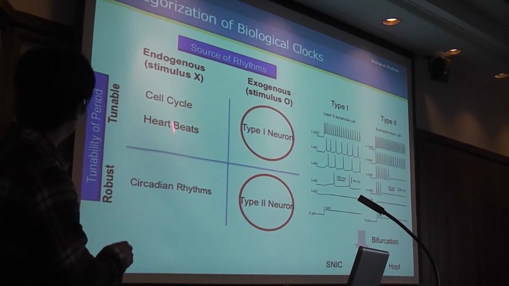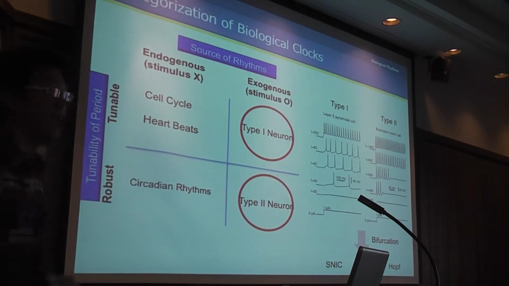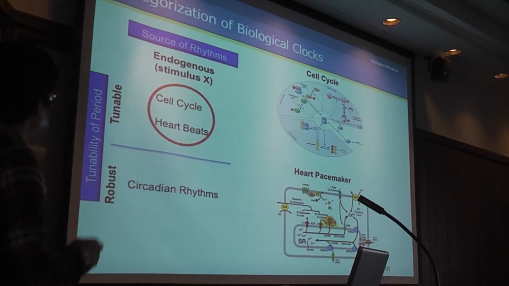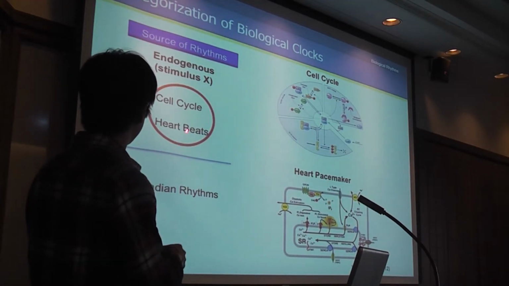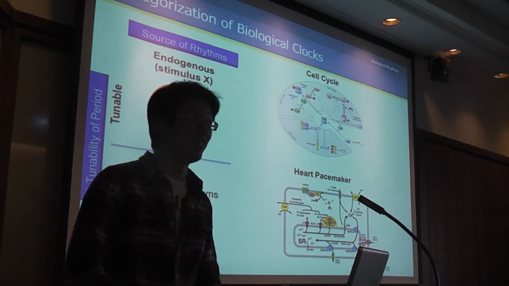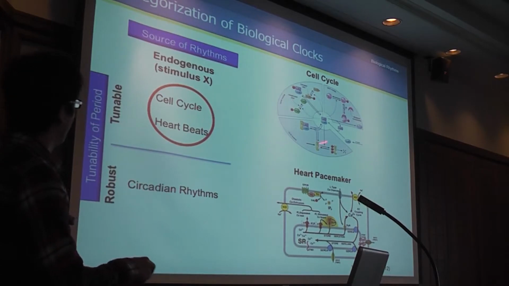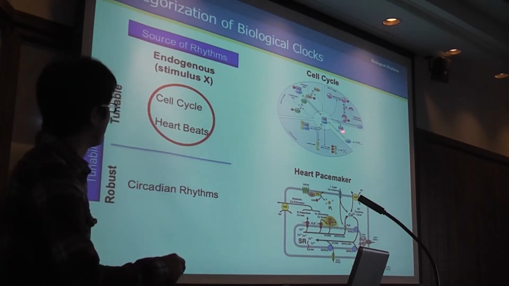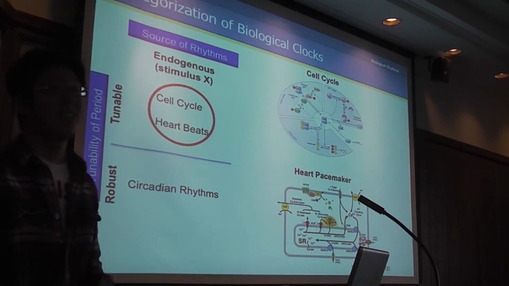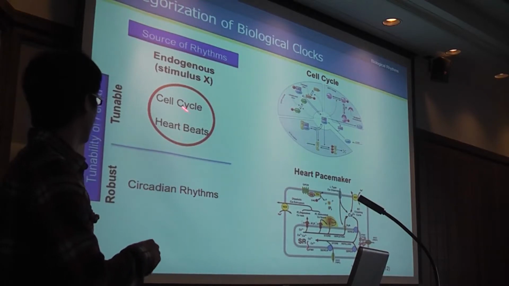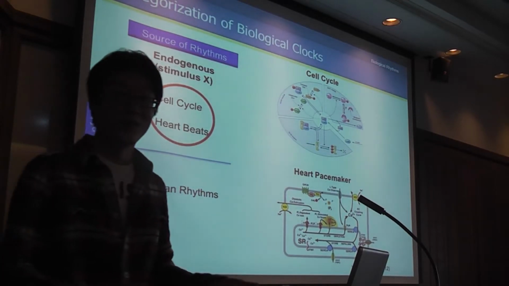So there are 2 types. One is tunable clock, another is robust period clock. So let me discuss this tunable clock, how this class can generate the rhythm over such a wide range of frequency. This clock has this kind of very complex biochemical network, which consists of proteins and mRNA and genes. They interact with each other and they can generate certain rhythms.